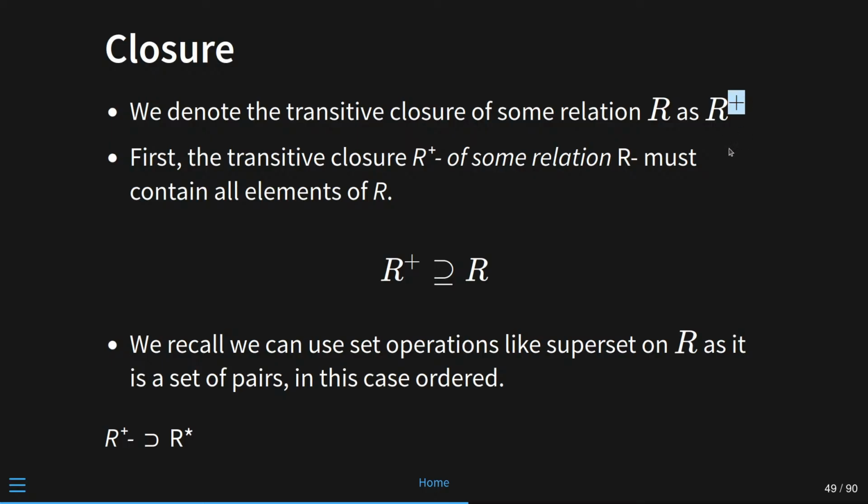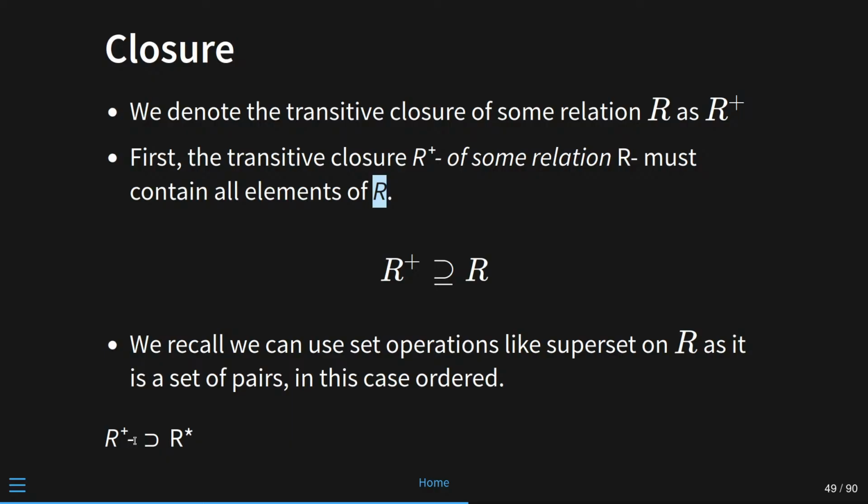This is LaTeX. That was the only way I could describe it. No graceful way to do this in HTML, but you can use superset elements. Okay. So the transitive closure R plus of some relation R must contain all elements of R. So it has to have all of the pairs, all of the connections that are in R. And we're going to use set operations to do this, like superset.